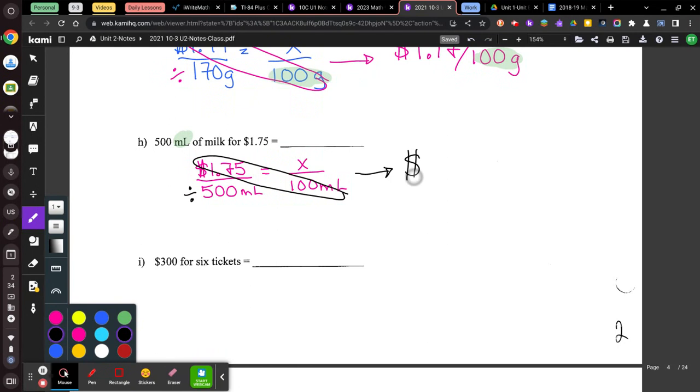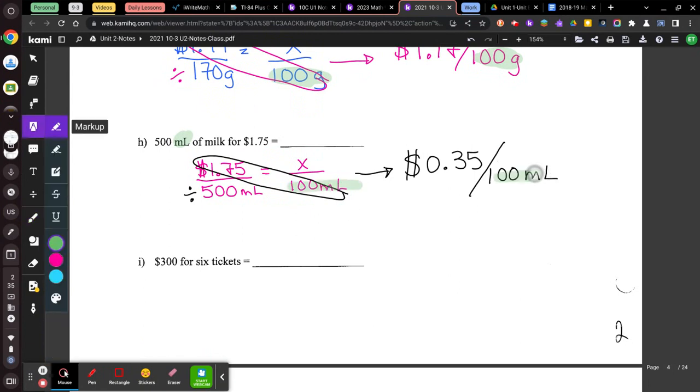That is going to give us 35 cents. So 0.35. 35 cents per, since we did milliliters, 100 milliliters. We have to use that because it was part of our equation here. We cross multiplied, it's part of our answer.